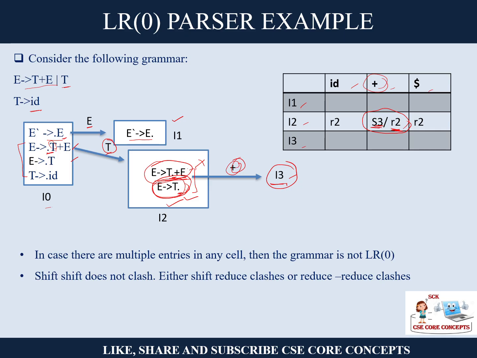So in case there are multiple entries in any cell, the grammar is not LR0. Generally shift-reduce or reduce-reduce clashes will occur. If there is an ambiguous grammar, then two rules will lead to the same terminal, which will be a reduce-reduce clash. So I hope you understood.